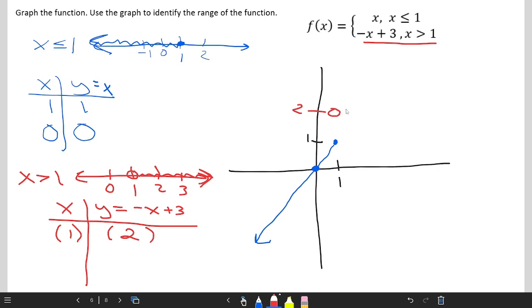And then from that open circle, it's going to go to the right, like our number line does here. And so we can pick any number greater than 1 to get our second point. I'm going to use 2. So if we substitute 2 for x, we've got negative 2 plus 3, which is 1. So there's going to be a point at (2, 1). And then we're just going to start at the open circle and go to the right and make sure we pass through that second point that we just plotted.